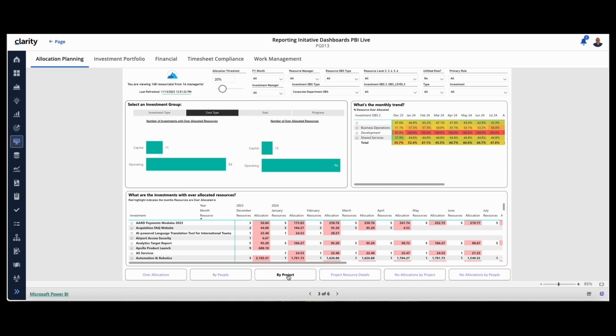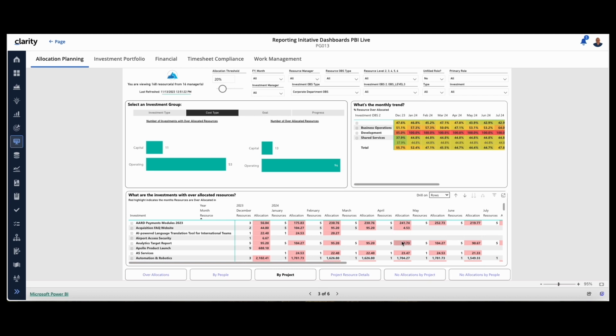Here I have a view again where I can change it up, and I'm looking by cost type. So I'm using the CapEx OpEx scenario, and I can change those views. I have some monthly trending by the different OBSs that we have, and I can look at that and drill into more details if that's available.